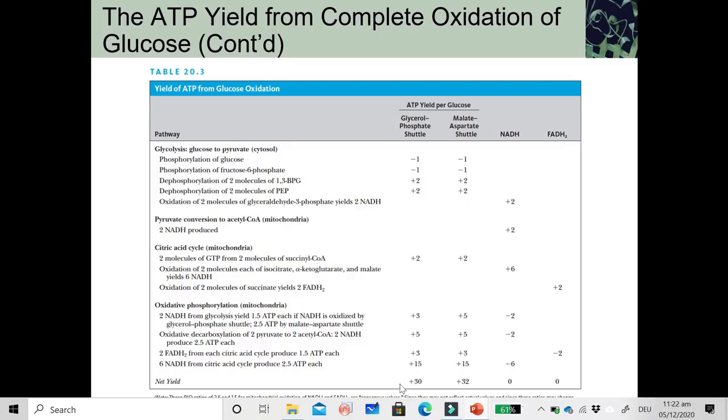When you sum it all up, you get 30 when you use the glycerol phosphate shuttle and 32 when you use the malate aspartate shuttle. And remember that the glycerol phosphate shuttle operates in the muscle, while the malate aspartate shuttle operates in the liver. Just notice how much more ATP one can generate from aerobic respiration, 30 or 32, compared to the 2 ATP molecules that can be generated from anaerobic respiration.